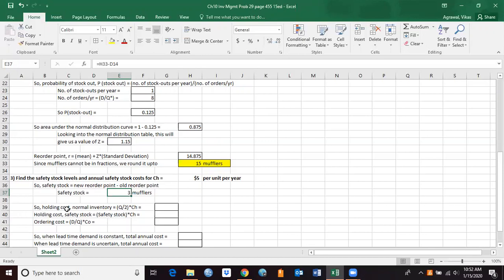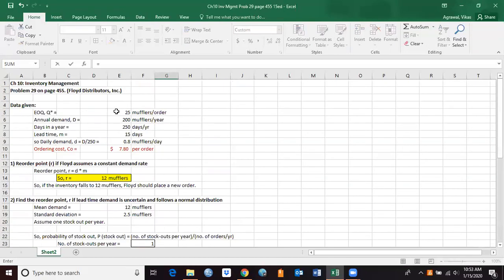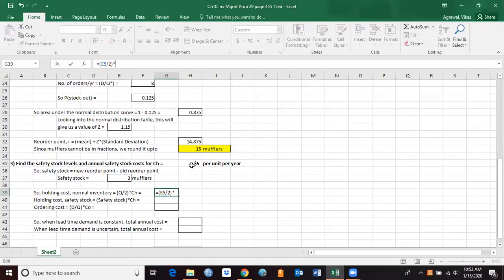So the holding cost for the normal inventory is not going to change. Whether you have safety stock or not doesn't matter. It will always be the same. So that will be equal to EOQ divided by 2 times my carrying cost per unit per year, which gives me $62.50. So that's how much it's going to cost you to carry the inventory annually. So, annual inventory carrying cost.